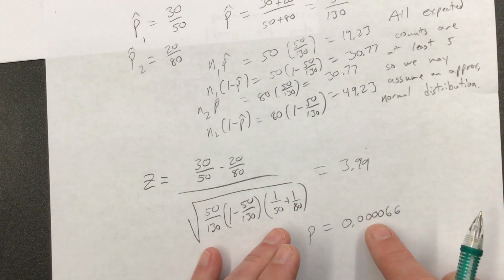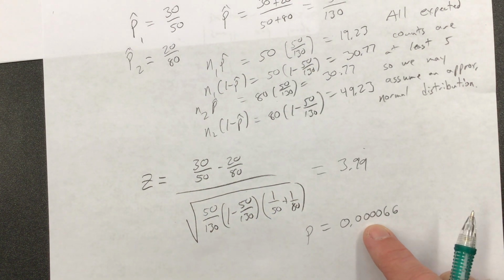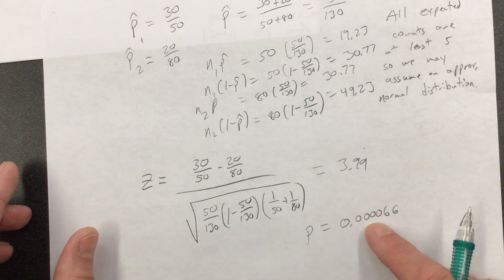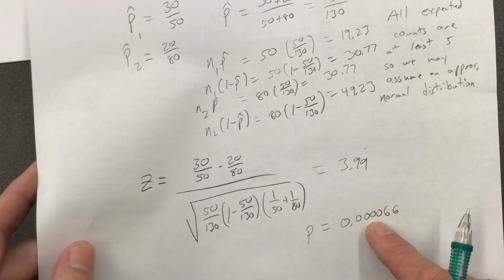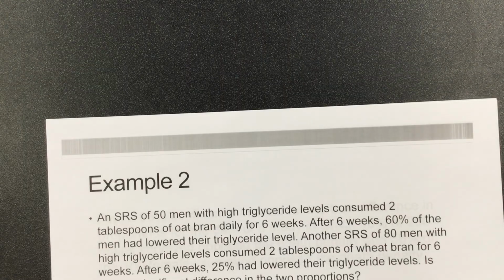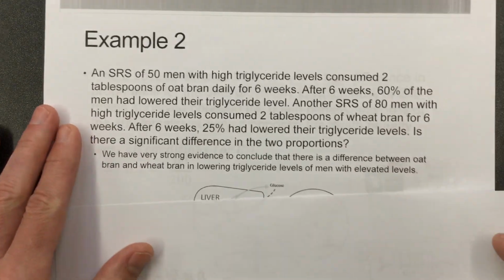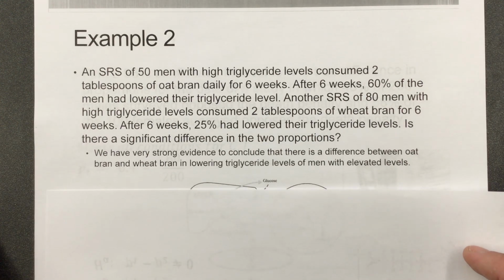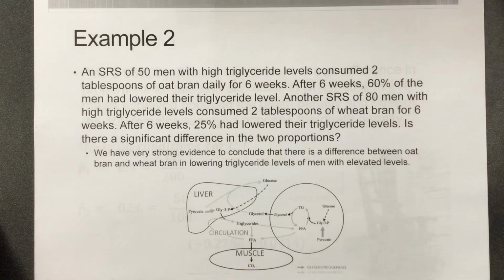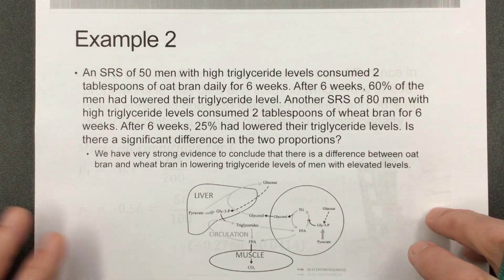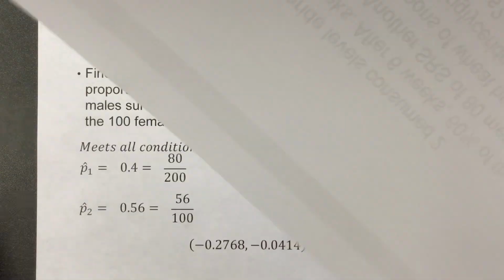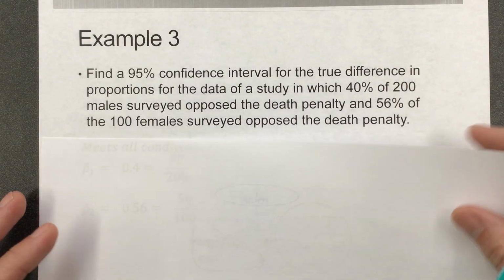All right, so conclusion. Really small p-value, so really strong evidence that there's a difference between oat and wheat bran at lowering triglyceride levels in men with elevated triglyceride levels. Okay. Yes, I wrote it out. I don't have to write it now. Okay. And moving on to our last problem.